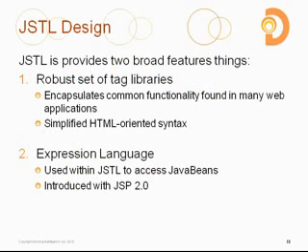JSTL design is structured around two broad features. First, there is a set of standard tag libraries, and as we mentioned in the previous lesson, the standard tag libraries simplify the development of common functionality found in many web applications. Things like for loops, for example, or if statements. The second element within JSTL is something that's known as the expression language, also referred to as EL. EL is a bean-oriented expression language designed to simplify access to Java beans.